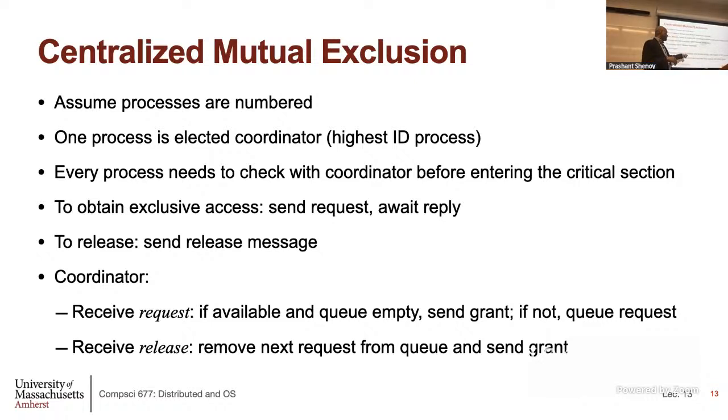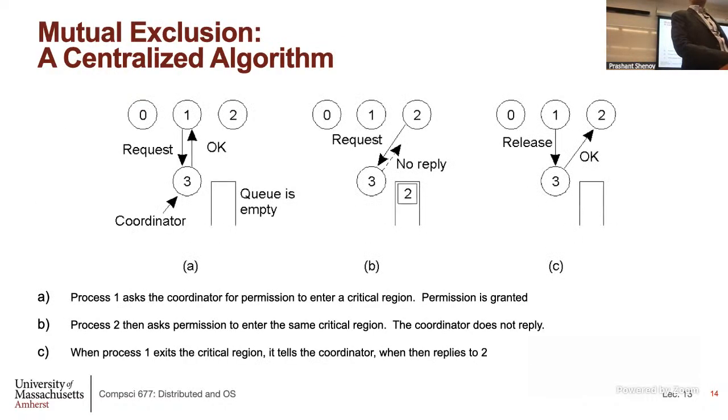When the lock is released, you take the next request from the queue and grant the lock. Here's the picture that shows you how this is going to work. This picture has 4 processes, 0 through 3. We will elect the coordinator first. 3 becomes the coordinator.